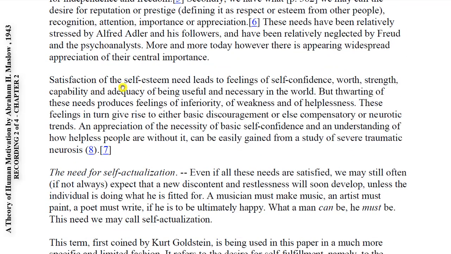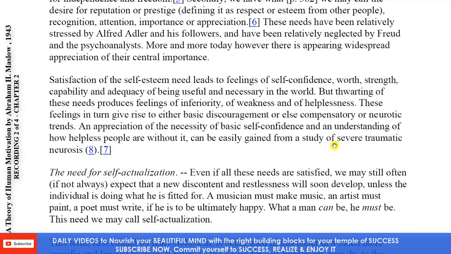More and more today, however, there is appearing widespread appreciation of their central importance. Satisfaction of the self-esteem need leads to feelings of self-confidence, worth, strength, capability, and adequacy, of being useful and necessary in the world. The thwarting of these needs produces feelings of inferiority, of weakness, and of helplessness. These feelings in turn give rise to either basic discouragement or else compensatory or neurotic trends. An appreciation of the necessity of basic self-confidence and an understanding of how helpless people are without it can be easily gained from a study of severe traumatic neurosis.